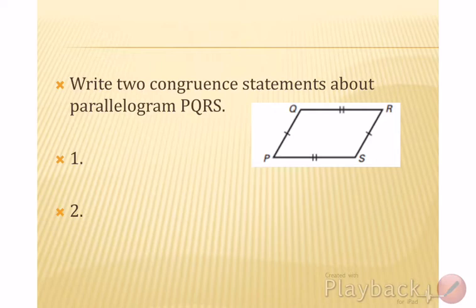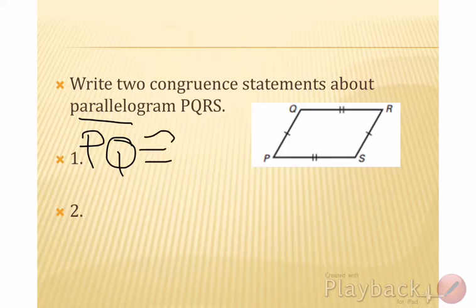What information was given and how do you write a congruent statement? We're going to be looking at the tick marks. Might as well start with the single ones. That would be side PQ. So I'm going to write PQ with a line over it, make a congruence symbol, and say that it's congruent to SR with the line over it.